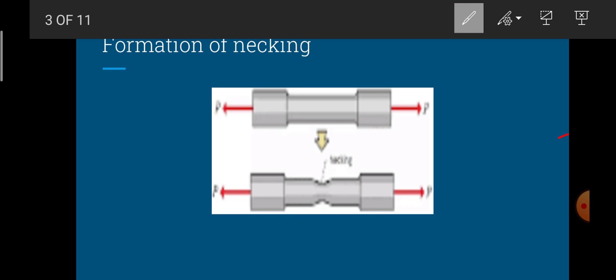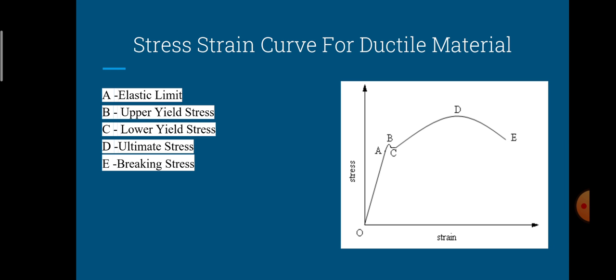Whenever we want to analyze the stress strain curve for the ductile material, there are 5 salient points here. The first one is called the elastic limit point. Second is point B, which is the upper yielding point. C is the lower yielding point. D is the ultimate stress point, and E is the breaking stress point, which is also called the failure point.